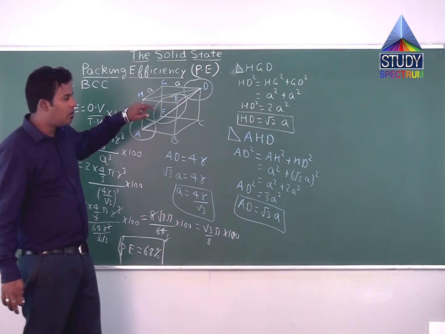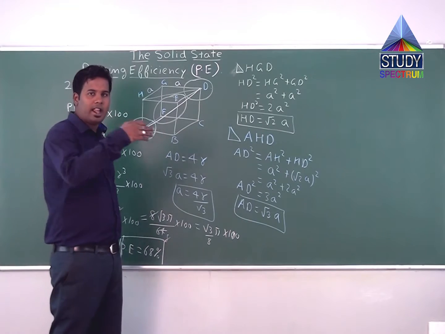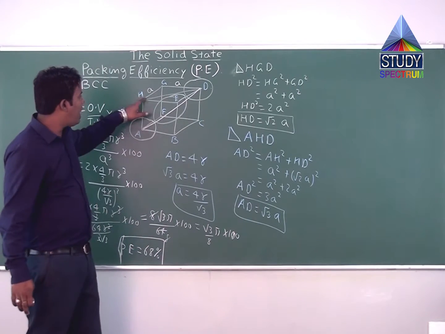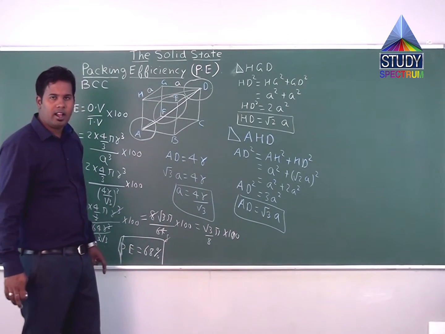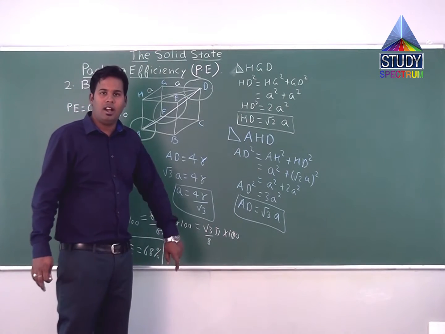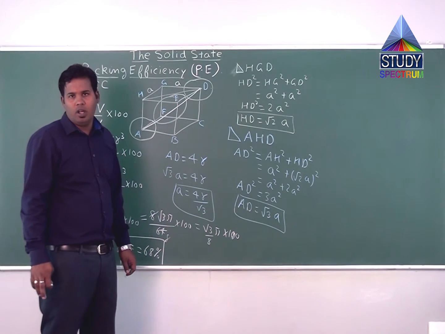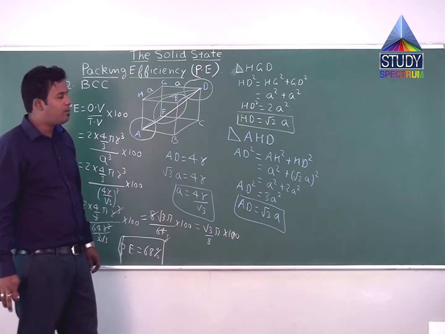I have applied Pythagoras theorem, where HD represents the diagonal, that is the face diagonal. HD represents the diagonal of this right angle triangle HGD. And HG and GD are equal in length. Why? Because they represent the edge length of the cube, a and a, small a and small a.